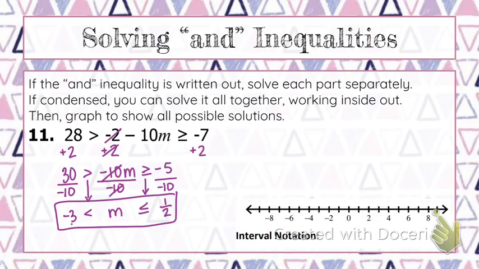So first we have -3, and it gets an open circle. So at -3, we put an open circle. Then at 1/2, we put a closed circle. So here's 1, so 1/2 will be here. And since this is an and inequality, we just connect the 2 dots. So now interval notation, we get a parenthesis at -3, and then we get a bracket at positive 1/2.